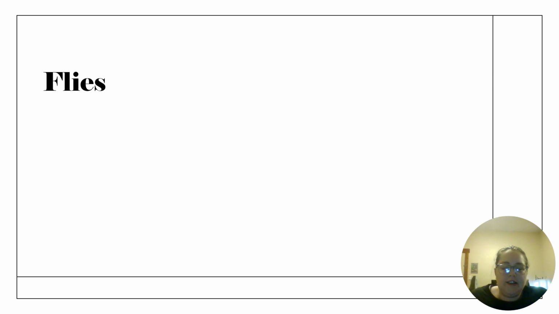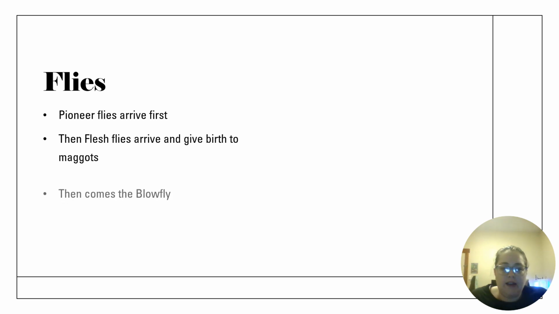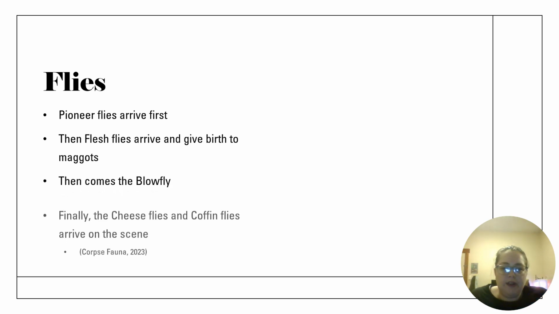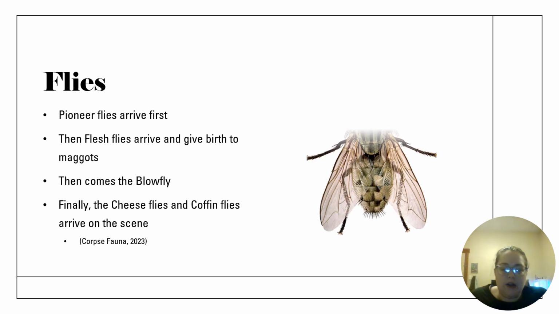So the first insect, like I said before, that arrives on the scene are flies. Some of the kinds of flies that arrive are the pioneer flies. Those arrive first. Then flesh flies arrive and give birth to maggots. Then comes the blowfly. And finally, the cheese flies and coffin flies arrive on the scene. And those are flesh-eating flies. And that's from Corpse Fauna 2023. And that is a picture of a flesh fly.